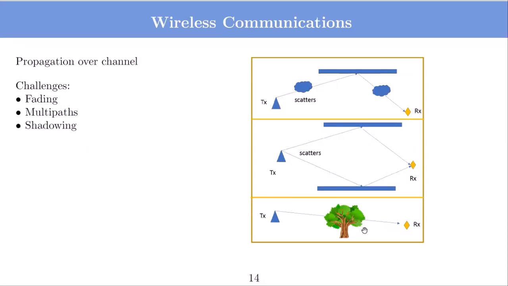And the third thing is shadowing, which is more long term, which means if you have a tree or a big building between the transmitter and receiver, the signal will always be blocked. So you have to either find another path where you can transmit, or another transmitter to establish links. And sometimes these blockages can be really significant, such that no communication can occur.